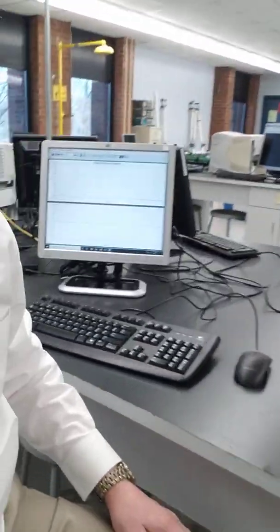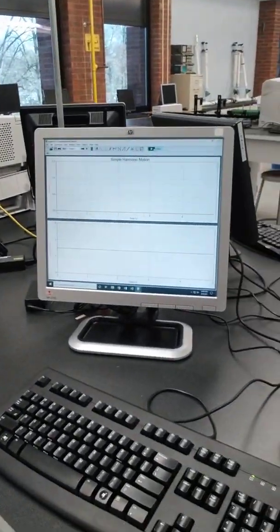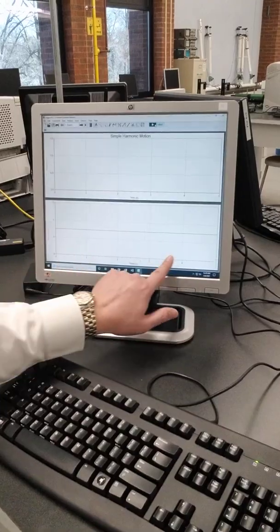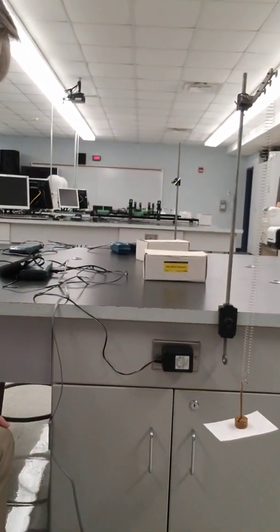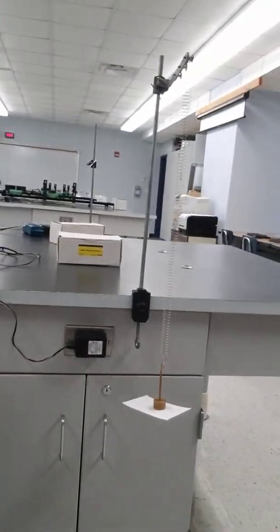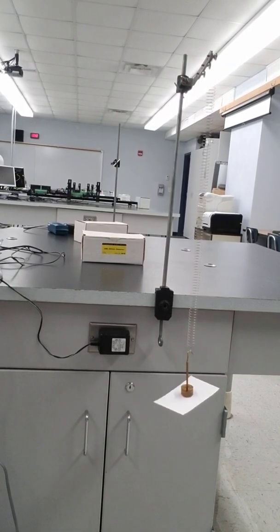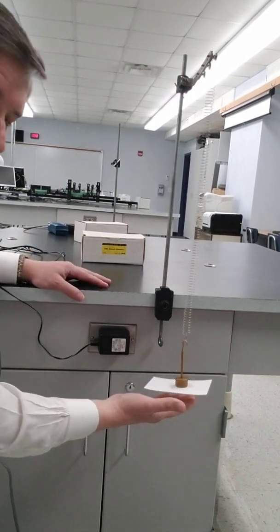Then on the computer over here, I have two graphs. One is a position versus time graph, and one is a velocity versus time graph. Those are going to allow me to actually find what we have going on. So that's what we're going to start off with. I'm going to show this going on, and you're going to see this in real time.